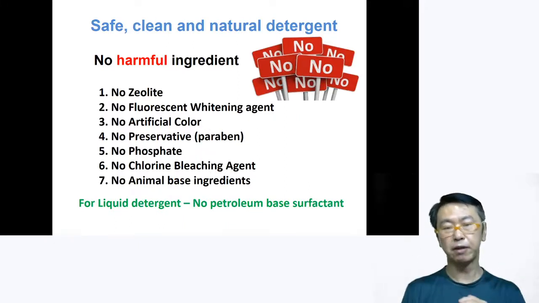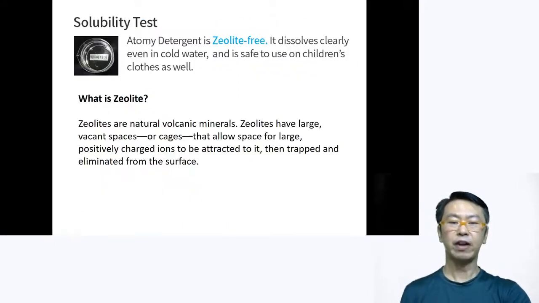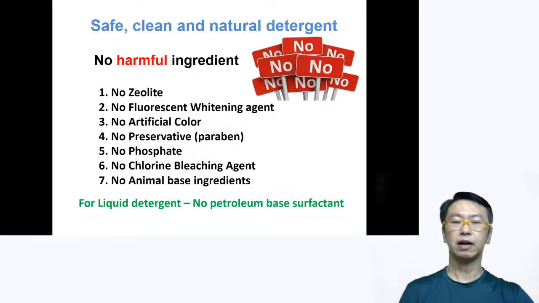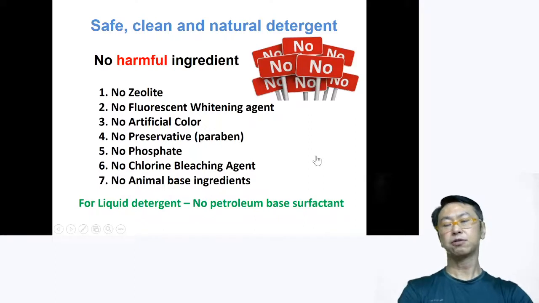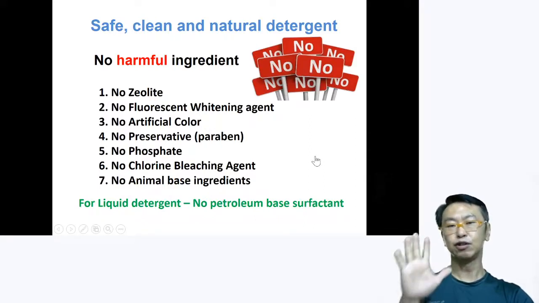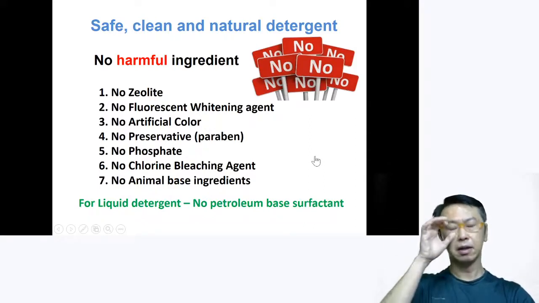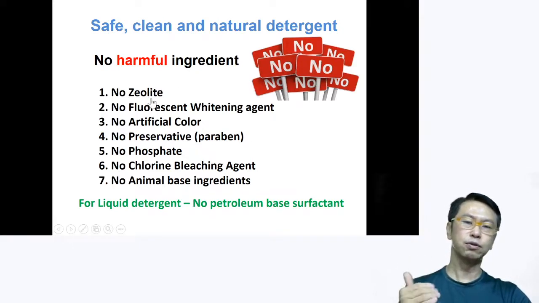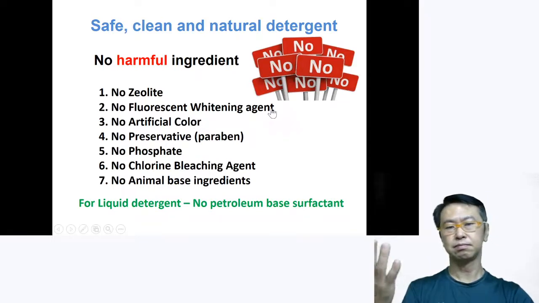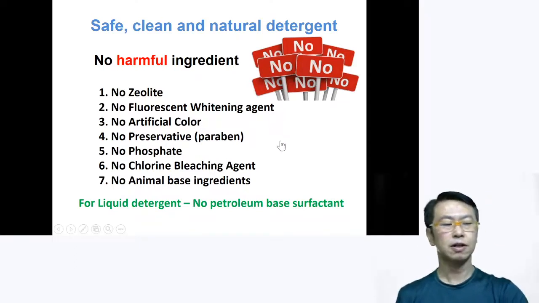So we also don't have paraben, we don't have phosphate, we don't have chlorine bleaching agent, so no bleaching agent, and no animal based ingredients. For the liquid detergent we also have no petroleum based surfactants. Okay, so these are the 7 no's in Atomy. I'm going to touch on these two, zeolite and fluorescent whitening agent, because a lot of us might not know what this is.